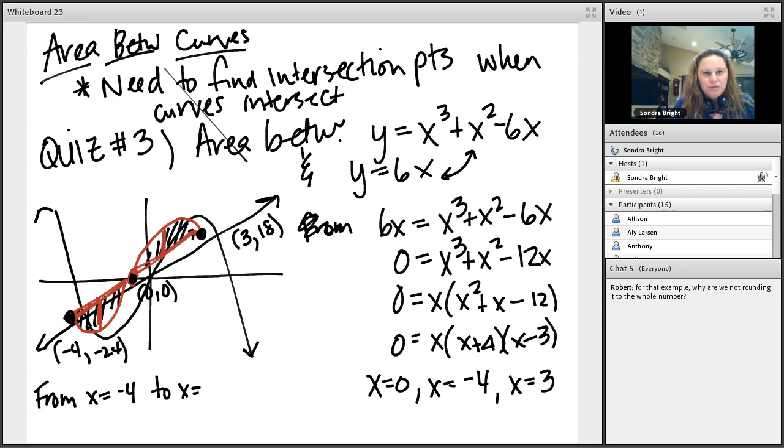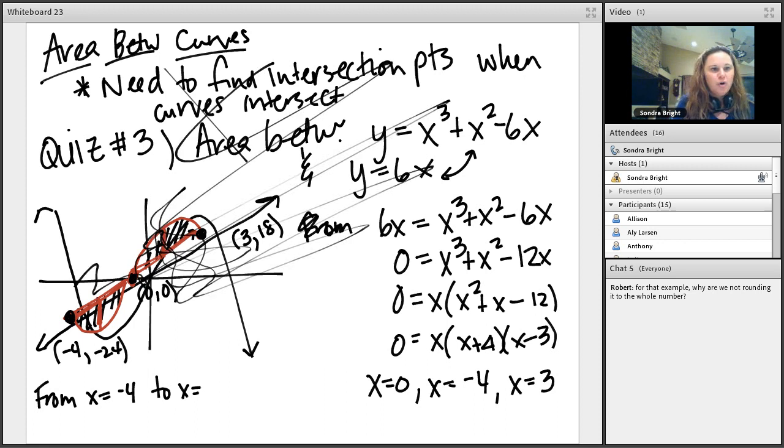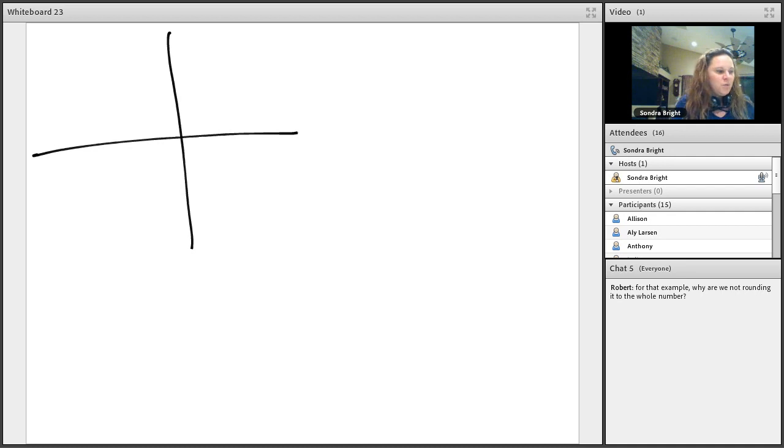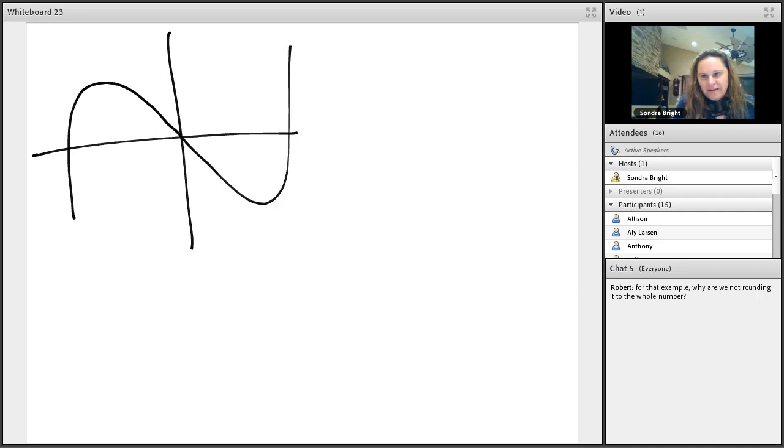What I've done so far is right, other than my picture is horrendous. So I'm going to redraw the picture on the next slide. It's y equals x cubed. It looks like this. Sorry about that. And then going through here and here. Yeah? Okay. I was so close.